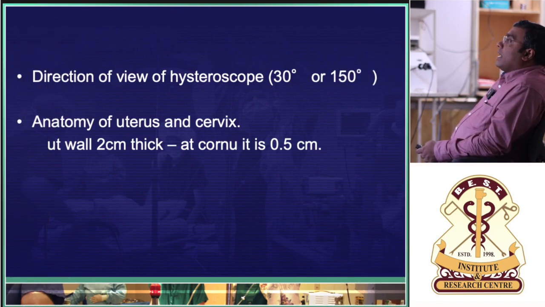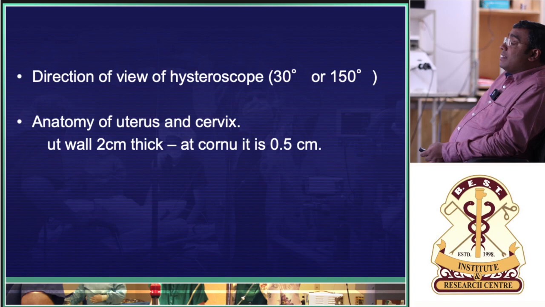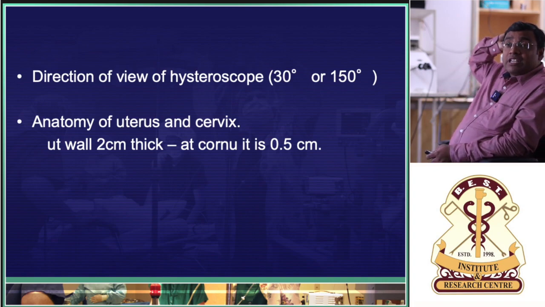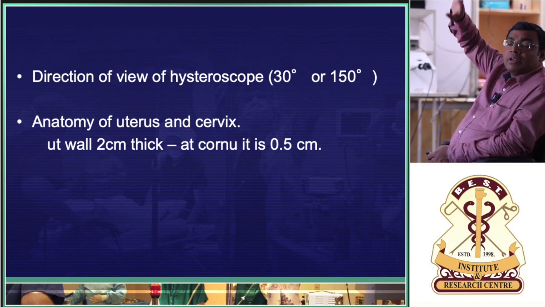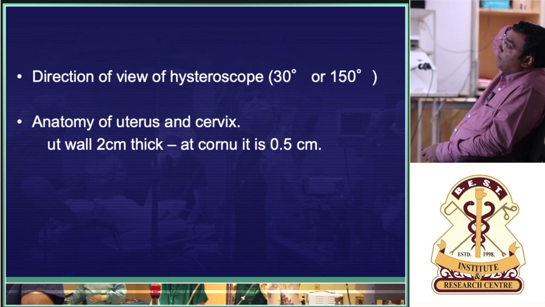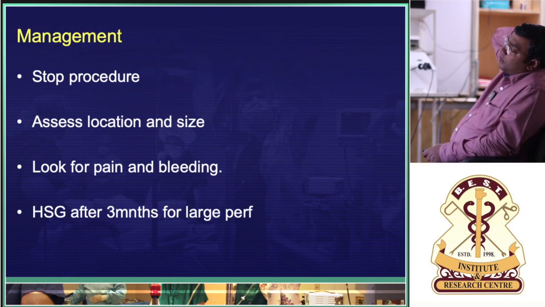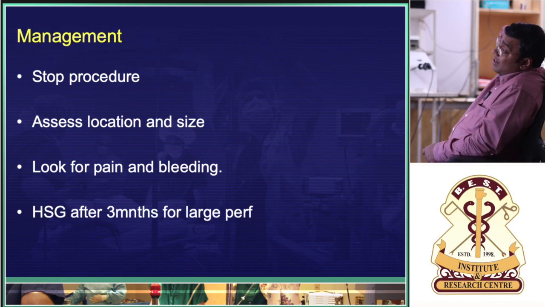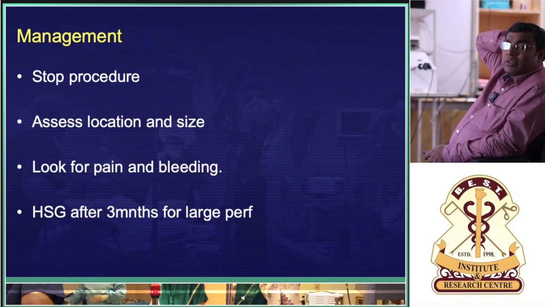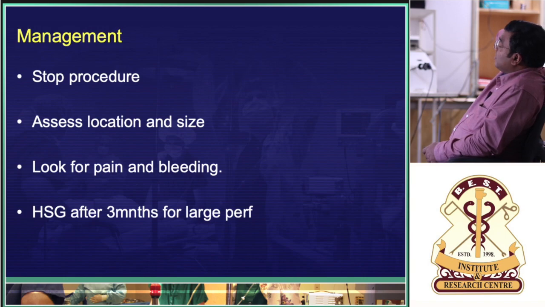So when it comes to anatomy of the uterus and cervix, when the uterus is under distension, the wall thickness is around 2 centimeters and at the cornu it is around half a centimeter. So even one small wrong move can open up the cornua fully. So at that stage, stop the procedure, assess the patient's vital status, look for pain and bleeding. You can repeat an HSG after 3 months.